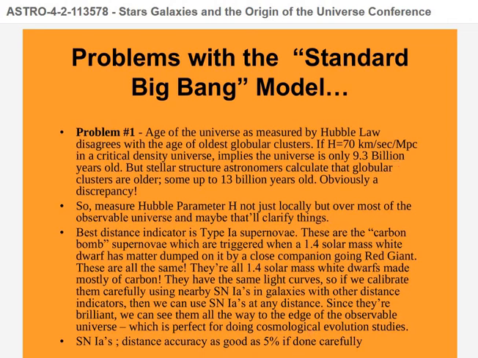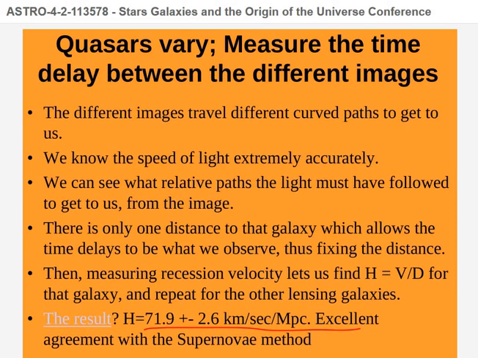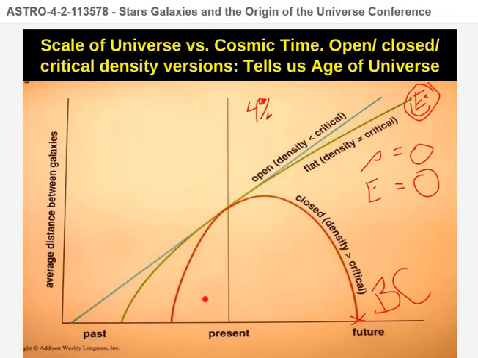Again, let's go back. Oops, too far. Here. So if the universe undergoes this kind of curvature, it means that the beginning of the universe is earlier than what would be a straight line constant velocity.